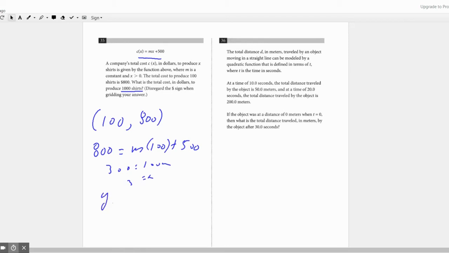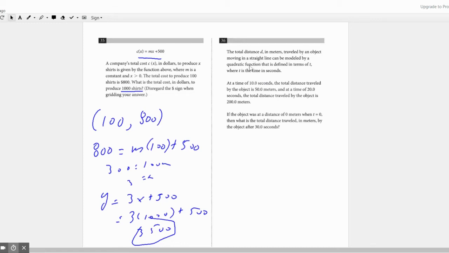So we now have a formula. I'm just going to write y equals 3x plus 500. And then if we want to plug in 1,000, we get 3 times 1,000 plus 500. And that's going to be 3,500. And that is our answer.